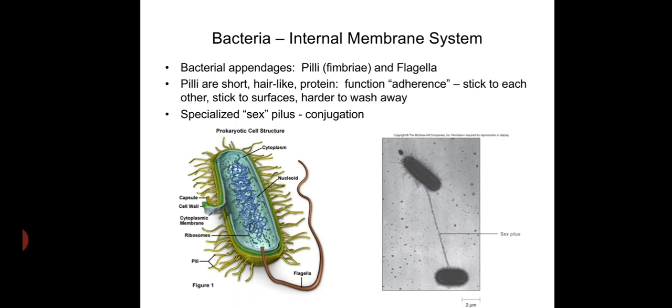So in the internal membrane system, first is the mesosome, and the second one is the pili. The bacterial appendages are pili or fimbriae and flagella. Pili are short hair-like proteins that function in adherence, to stick to each other or stick to a surface, making them harder to wash away.